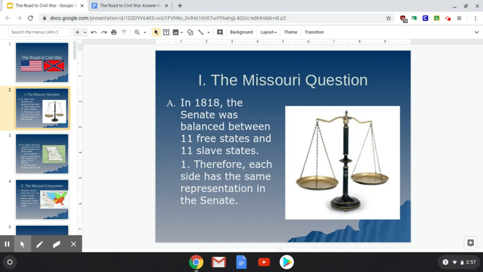At this point, there are 22 states that are a part of the United States of America, 11 were free states and 11 were slave states. So there was some kind of balance reached. In 1818, the Senate was balanced between 11 free states and 11 slave states. Therefore, each side has the same representation in the Senate. With the Senate having an equal number of representatives no matter the size of the state, this was looking very equal: one state, one representative, and an equal split between free and slave states. So this was a big positive at the time.